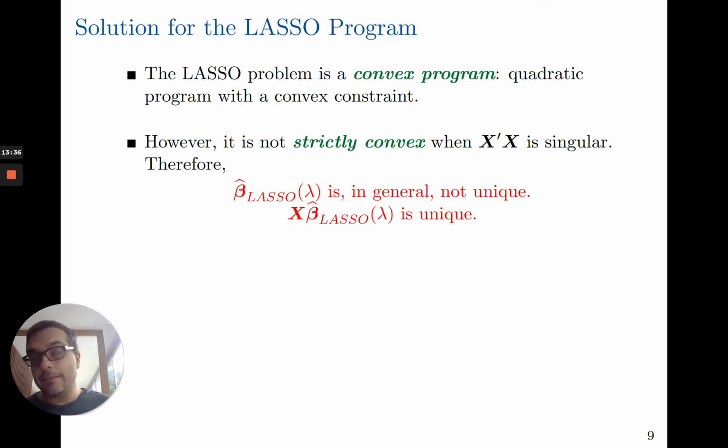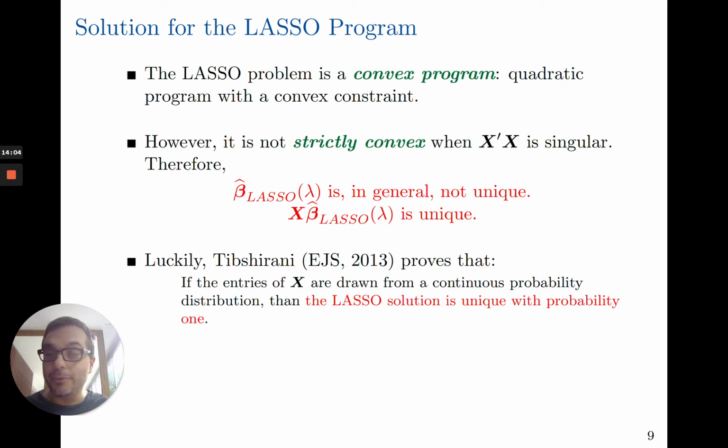On the other hand, the predictions are unique. So X beta hat is unique, which is good news, because if you are just interested in producing predictions, you don't have to bother about the fact of the estimator not being unique. Okay?